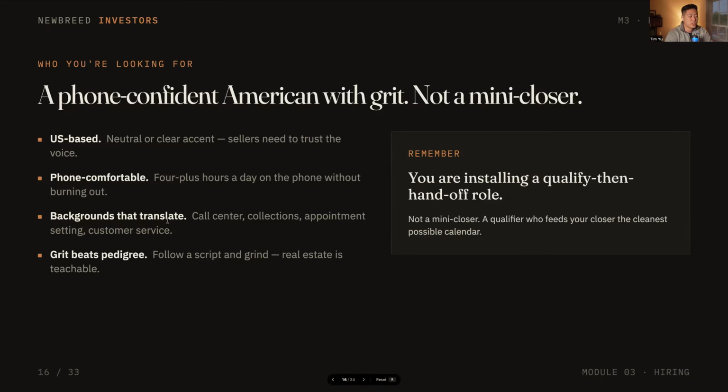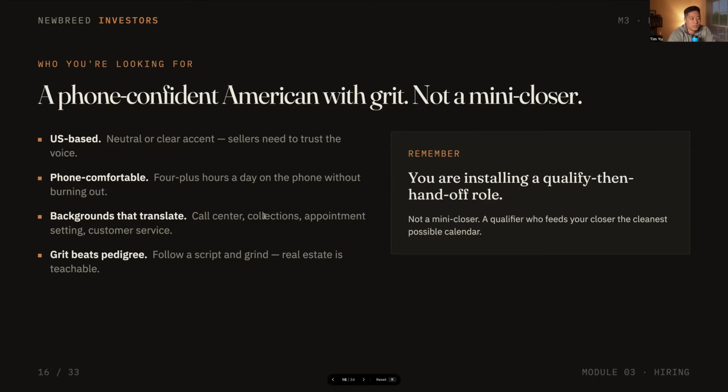These are the backgrounds that translate into a good setter. Did they work at a call center? I literally hired this nice lady back in the day. She worked at a call center when she was in her early 20s. Now she's like 40-something. Her kids are grown. She just needed some extra income and wanted to do something in the house. And she was a great fit. She worked with us for over a year, and she's made a pretty good living working with us. Now she retired from the game after that because it's pretty tedious work.